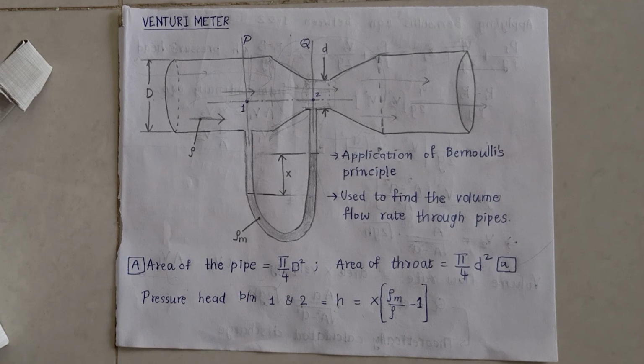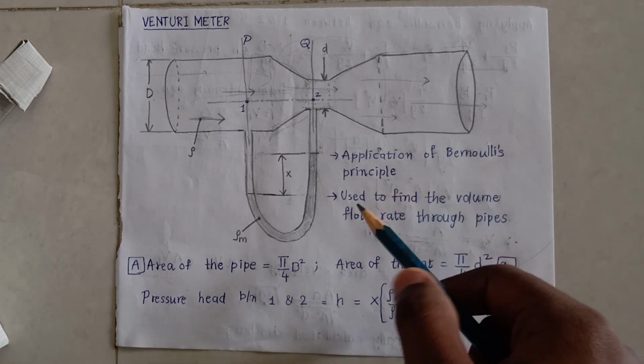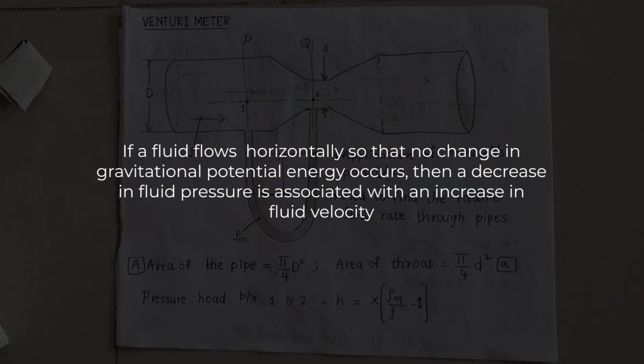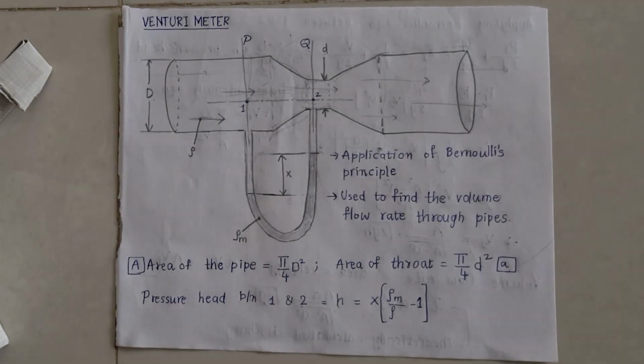Today we will take a look at venturimeter. Now, venturimeter is the application of Bernoulli's principle, which implies that if a fluid flows horizontally so that no change in gravitational potential energy occurs, then a decrease in fluid pressure is associated with an increase in fluid velocity, which means that a fluid which flows with higher velocity has a lower pressure.